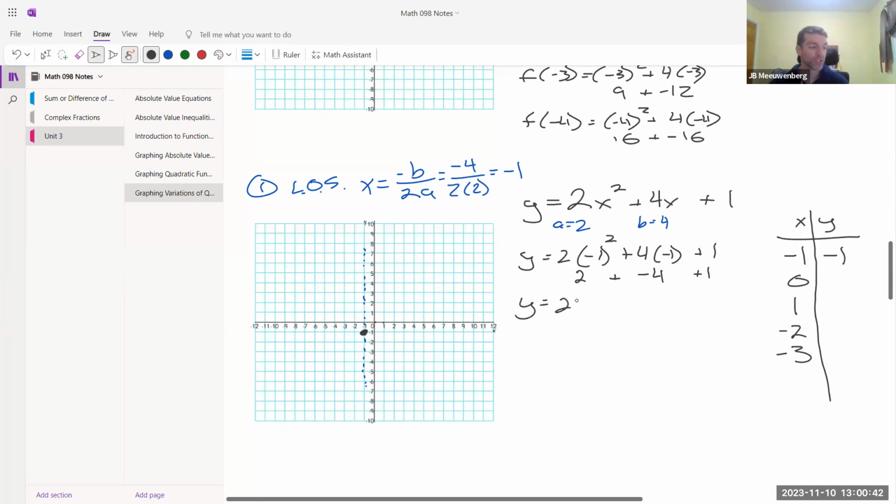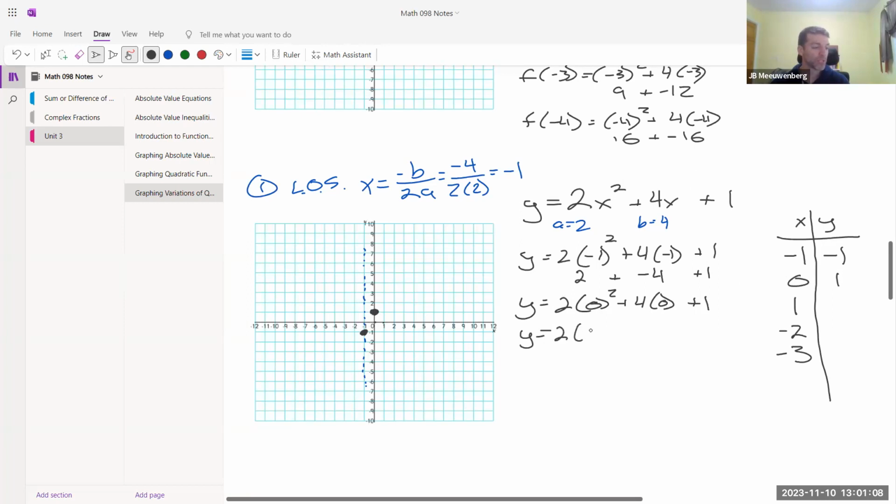So y equals 2 times 0 squared plus 4 times 0 plus 1. 0 is always nice because it's going to end up making any term with an x in it just turn to 0. And all we're going to be left with is just that 1. So that's always a nice point. Where's the point 0, 1? It's right here.